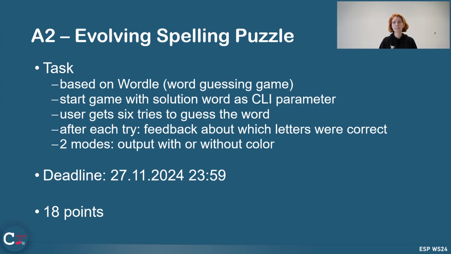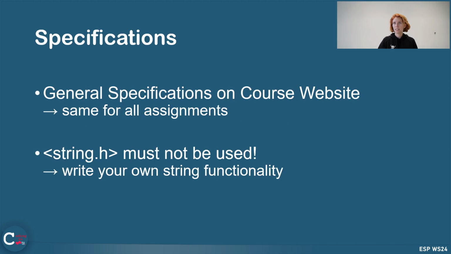The deadline for this task is the 27th of November at midnight again. Assignment 2 is worth 18 points, a little bit more than assignment 1. It's a little bit more work as well. And there are some specifications.